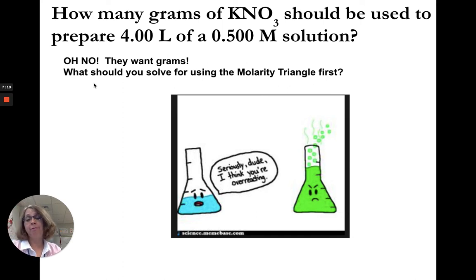And I do stress that I think it'd be good for you to pause the video and try it yourself before seeing the solution. But let's read it. How many grams of potassium nitrate should be used to prepare 4 liters of a 0.5 molar solution? So again, the idea here is we're trying to figure out how many grams. If we have to figure out grams, the first thing we have to do is figure out moles. So we're going to use the molarity triangle to solve for moles, and then since we've been doing this all year, we're going to use molar mass and figure out how many grams that would be so we could actually make this solution.